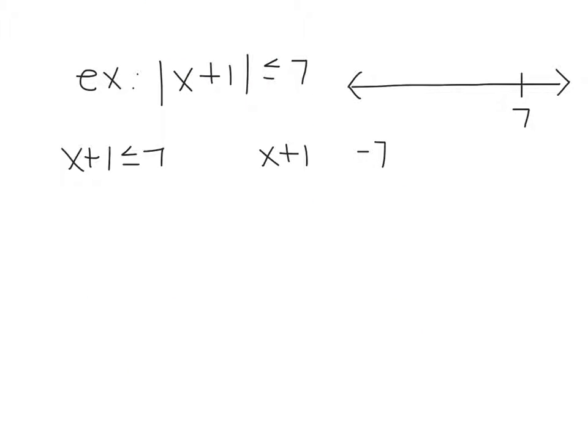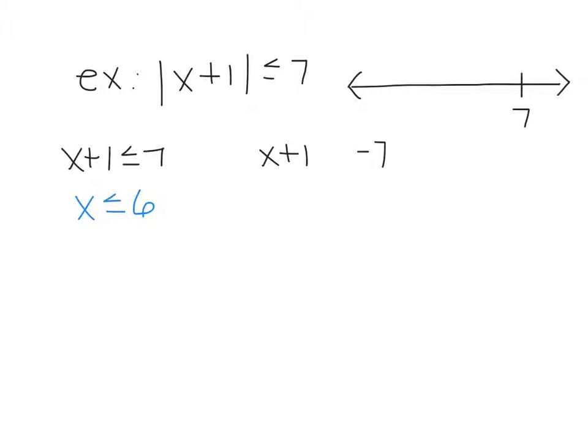Okay, now let's look at absolute values with inequalities. So we've got absolute value of x plus 1 is less than or equal to 7. Okay, so I've kind of started to write the two equations. x plus 1 less than or equal to 7. That's when we're assuming that that quantity x plus 1 is positive. So the whole thing is less than or equal to 7. We can solve that by subtracting 1 from both sides. So we get x less than or equal to 6.